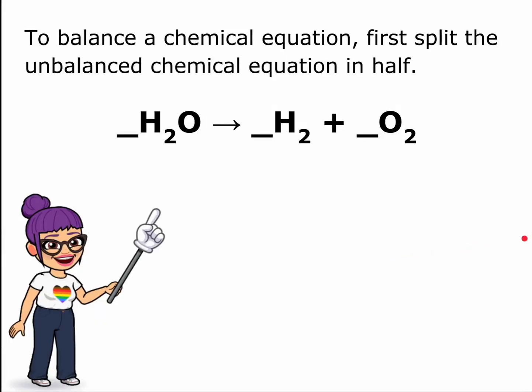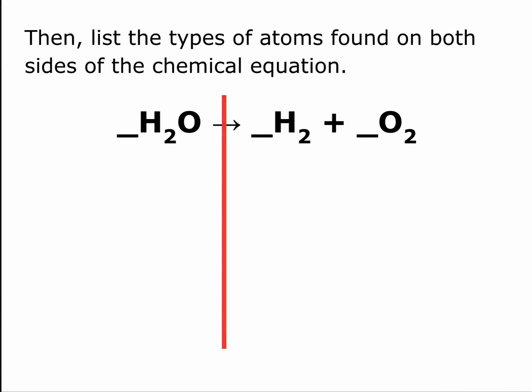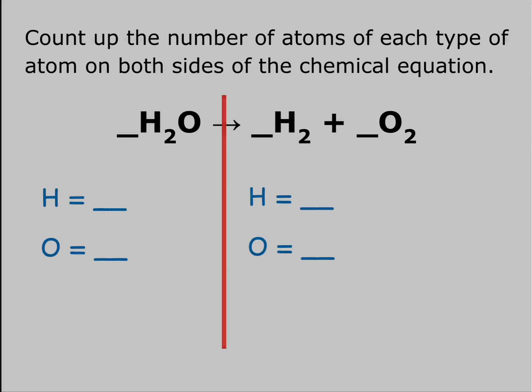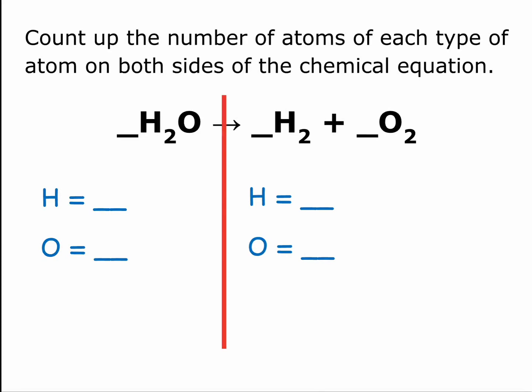So here's how we balance a chemical equation. First, we split the unbalanced chemical equation in half, and I do that just by drawing a line. Then we're going to list the types of atoms found on both sides of the chemical equation. So in the reactants, we have hydrogen and we have oxygen, and we have the same thing in the products. Remember, you should have the same kinds of atoms on both sides of the chemical equation. The next thing we're going to do is count up the number of atoms of each type of atom on both sides of the chemical equation.